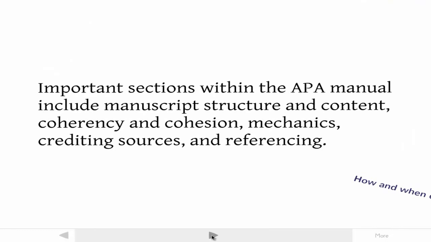Important sections within the APA style include manuscript structure and content, coherency and cohesion, mechanics, crediting sources, and referencing. There are other sections, but the main point being that APA is not only about citing and referencing. It has some other valuable information about linguistic devices, avoiding bias in your writing. And so it's important to look at APA as a reference for not only citing expert opinion or outside sources, but also as a means for checking grammar and grammar structure and mechanics.